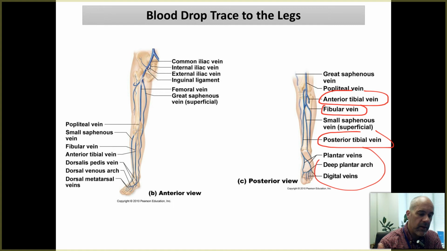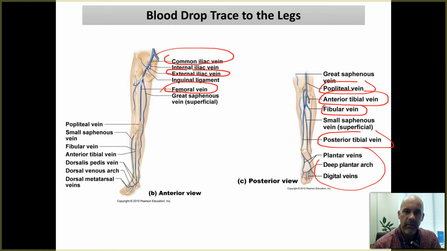Okay, so then the deoxygenated blood coming from those 3 veins that we just talked about is going to enter the popliteal vein. The popliteal vein connects into the femoral vein, and then the femoral vein is going to bring that deoxygenated blood to the external iliac vein, and the external iliac vein will connect into the common iliac vein. And guess where your common iliac vein connects into? It connects into your IVC, your inferior vena cava.